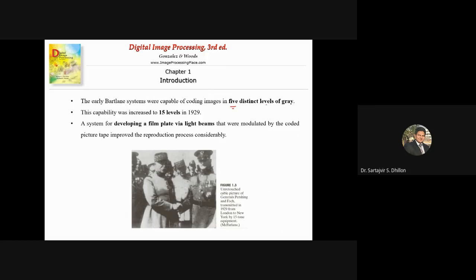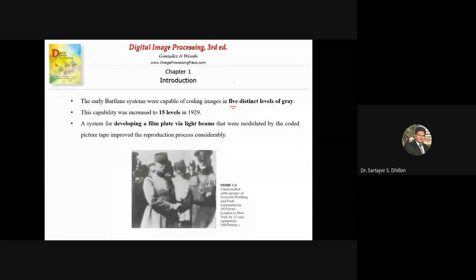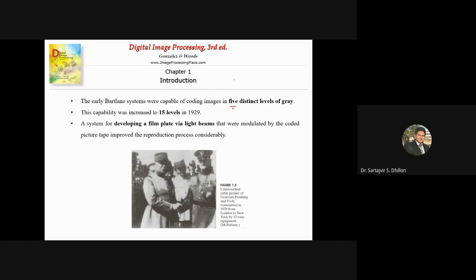And yesterday we have already covered this point. There are a huge range of gray levels, but the human eye can interpret up to 16 levels of gray. In the earlier Bartlane systems, they were capable of distinguishing between 5 different levels of gray, but this capability was increased up to 15 levels in 1929.